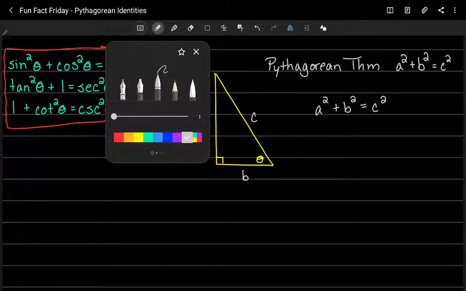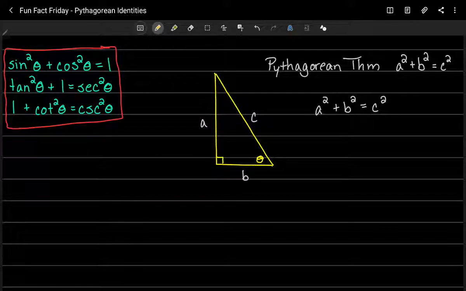All right, here we go. What I'm going to do is divide that whole equation by c squared. So that means I need to divide every piece by c squared. Let's see what that gives us. This first term is a over c quantity squared. The second term is b over c quantity squared. And that last term, c squared over c squared, is just 1.